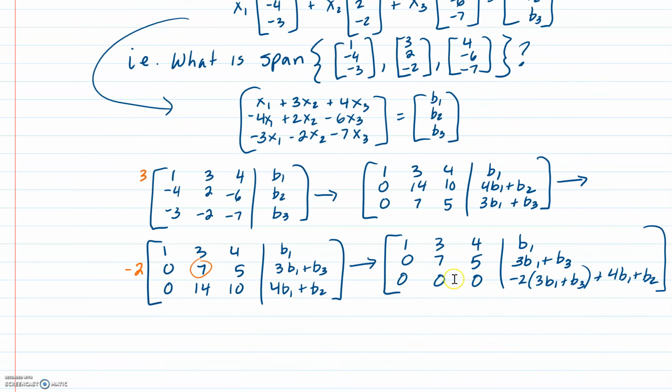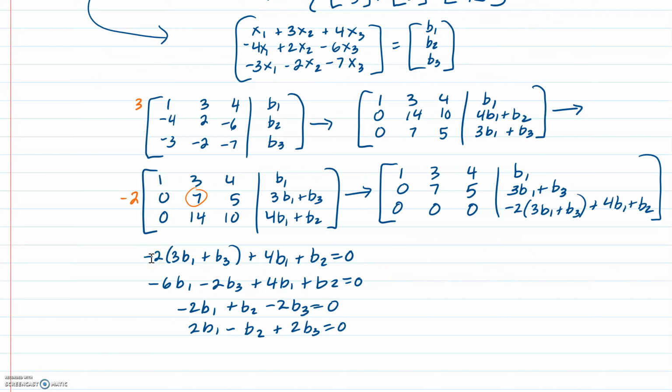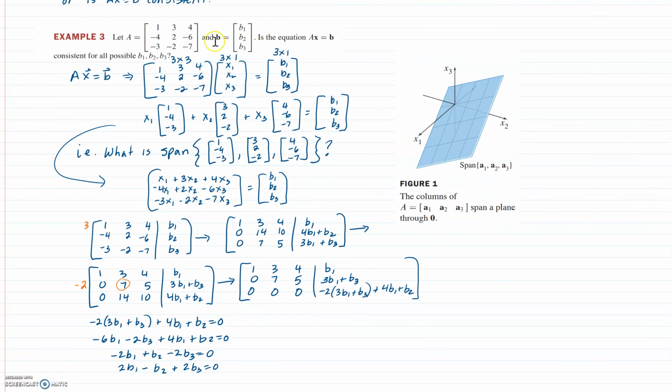Since we have a row of zeros here, the system is only consistent when this last entry right here is 0. The entry that is in the last row and last column. Simplifying this a little bit by getting rid of the parentheses and combining like terms, and then I decided to multiply through by a negative, you get 2B1 minus B2 plus 2B3 equals 0. So this describes all the B for which our original AX equals B is consistent. It also is the span of the columns of A.